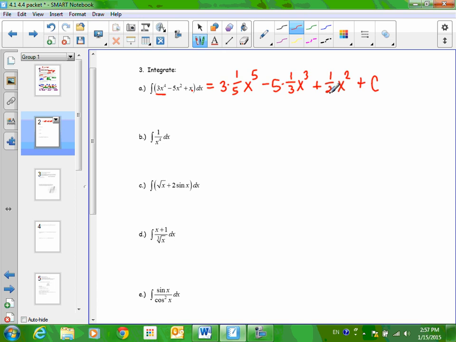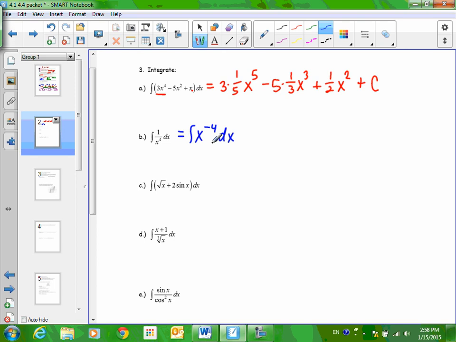All right. B. We need to rewrite B. 1/x to the 4th is not working for me. It doesn't look like what we're used to. So let's rewrite the integration symbol. And let's rewrite 1/x to the 4th as x to the -4. And then also write your dx.